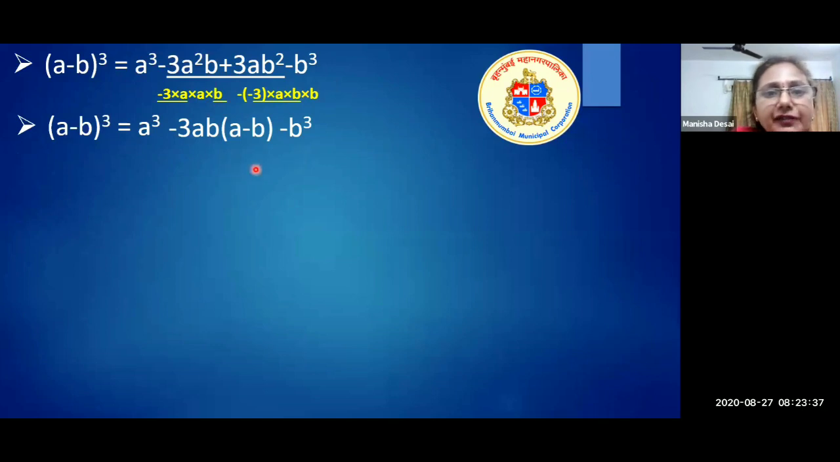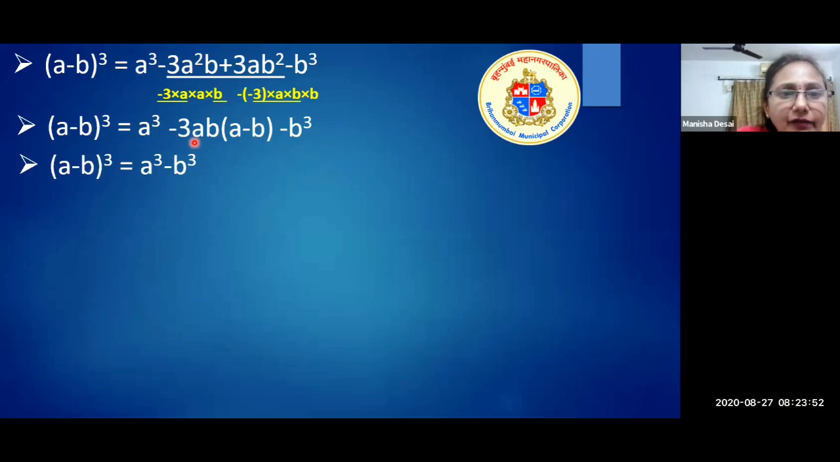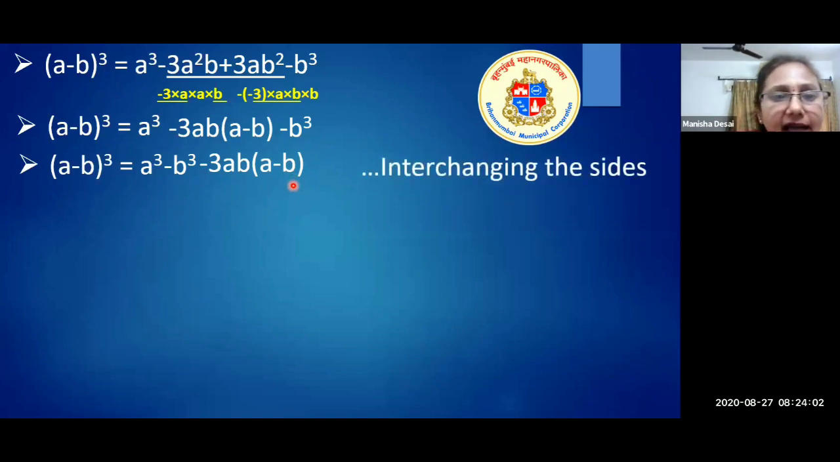Now we have to shift these terms. We are going to write a cube minus b cube first, and then we are going to write minus 3ab into bracket a minus b. So here we have written a cube minus b cube first, and then minus 3ab into bracket a minus b. Now our next step will be interchanging the sides.